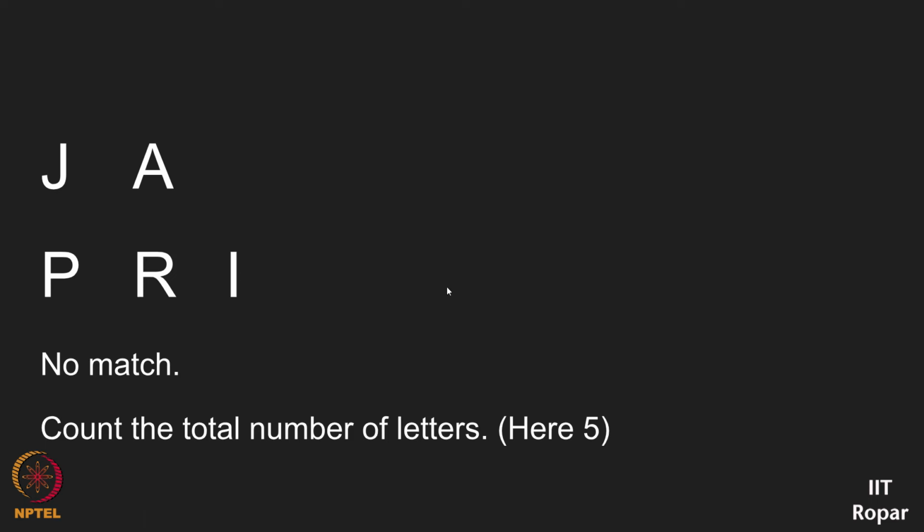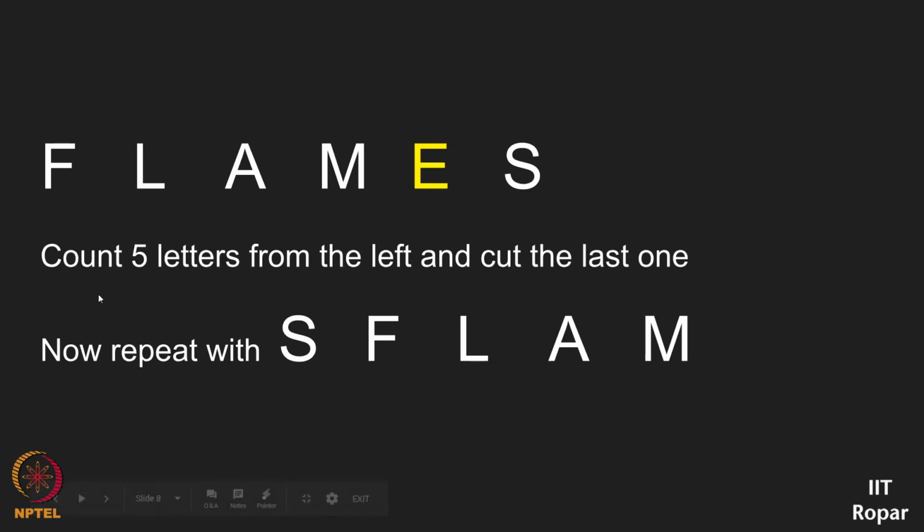5 letters are remaining. So here the answer we get is 5. Now you have the word Flames. You start counting from the left. Count 5 because we got 5 in the previous step. So count 5. 1, 2, 3, 4, 5. See? So E is where we are stopping at.